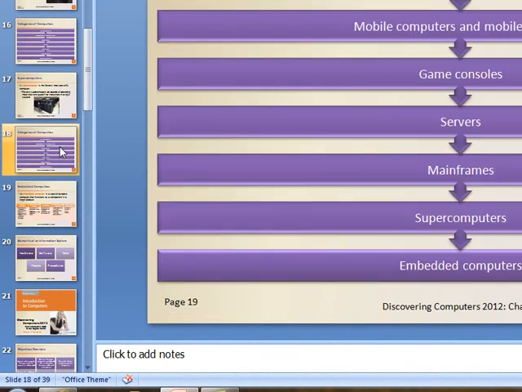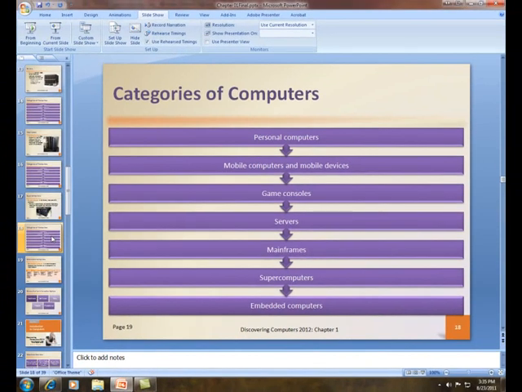All right, and then we finish up the list at the bottom with what is probably the most plentiful category of computers, the embedded computers. Those are the computers that we talked about earlier that are everywhere. The computer in your car that controls the anti-lock brakes, another computer controls the supplemental restraint airbag system, another probably controls the fuel injection. These embedded systems are everywhere, right?